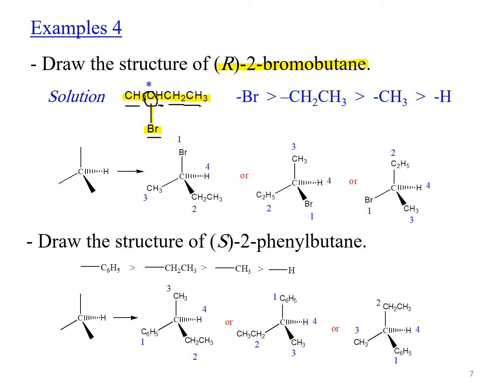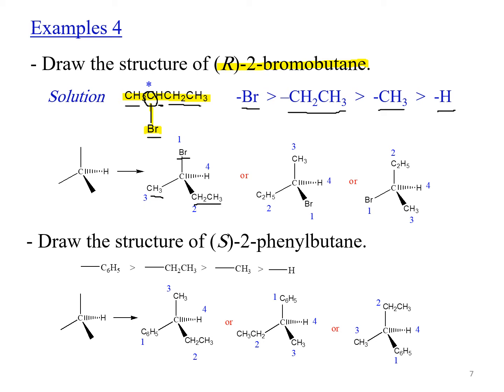So writing these groups in priority, the bromine has the highest atomic number, so it takes the first priority. Second comes the ethyl group, which is bigger than the methyl group, and the hydrogen with the lowest atomic number comes last. So we draw the structure and attach the hydrogen with it. Then at position 1 we put in bromine, at position 2 we will put the ethyl group, and at position 3 we will put in the methyl group. So we can number these in any way we want.